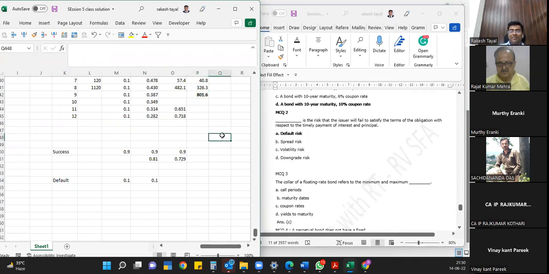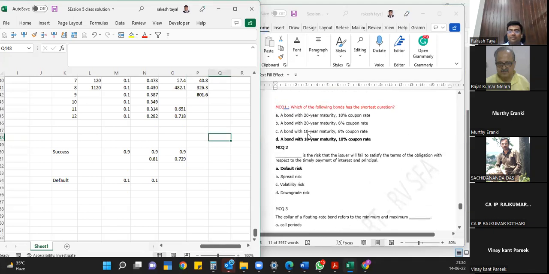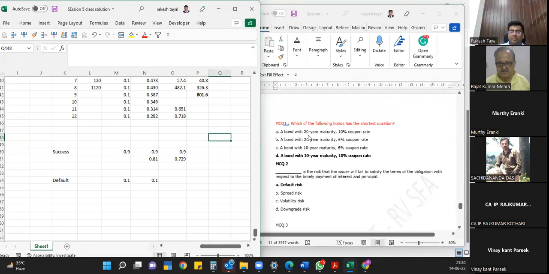Yes sir, MCQ, first of all, they also ask about the longest duration. Yeah, he can ask which has the longest duration. So the concept here is: shortest duration means shortest time period and highest coupon rate. Longest duration is highest time period and lowest coupon rate. So B will be the answer, if it is longest duration. Clear, sir?